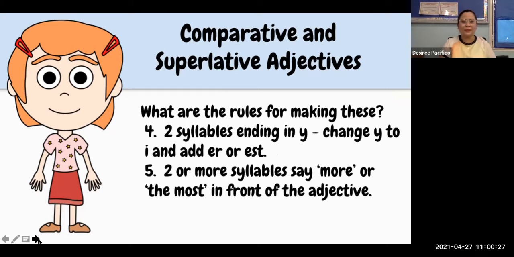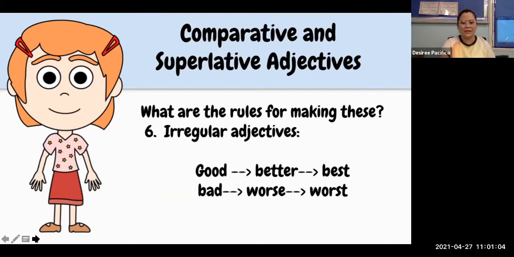Now, the fourth rule: if the adjective is a two-syllable adjective and it ends in Y, we just need to change Y to I and add ER or EST. And our fifth rule: if there are two or more syllables, say more for comparative or the most for superlative in front of the adjective.